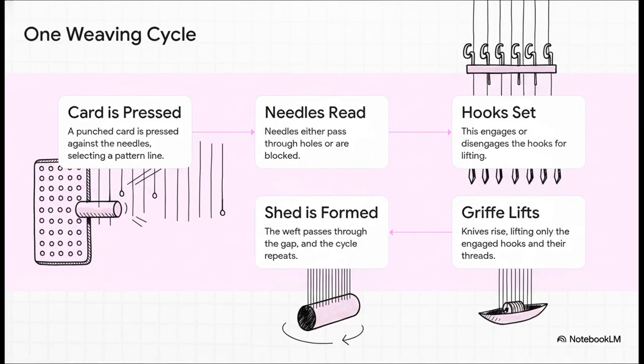Sound familiar? So let's walk through one single cycle. First, the cylinder presses one card, which represents one single line of the pattern, against all the needles. The needles that find a hole stay put, the others get pushed back. Then this thing called a griff, which is basically a set of rising bars, moves up. It only catches the hooks that stayed engaged. Those hooks pull up their warp threads, creating this incredibly complex shed. The shuttle zips through with the weft thread, the griff lowers, and the cylinder turns to the very next card. And this just repeats over and over, line by line, building up this amazing pattern.